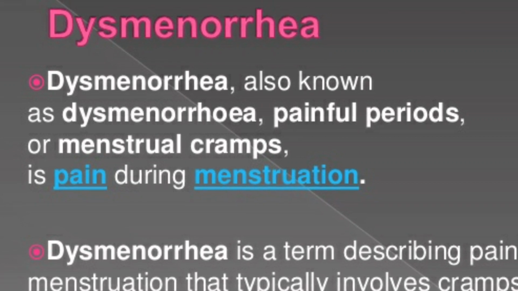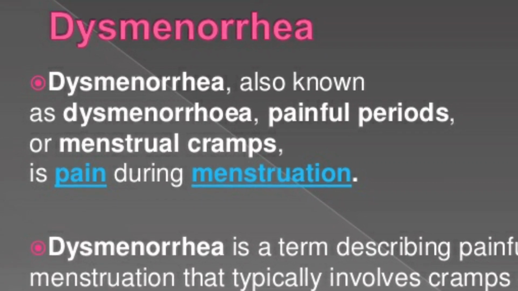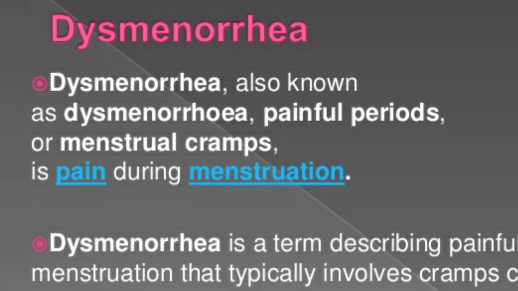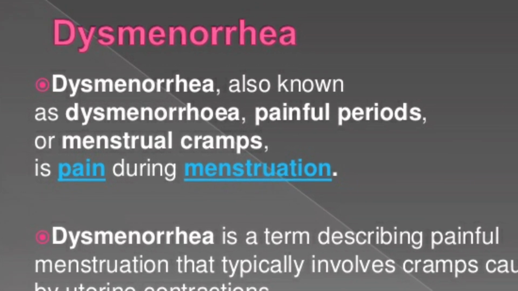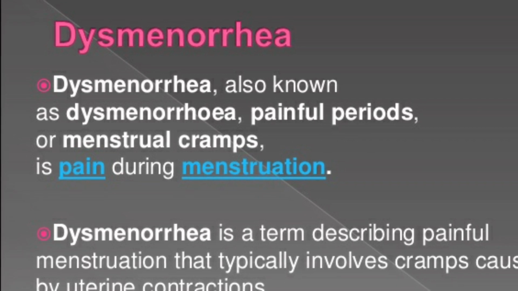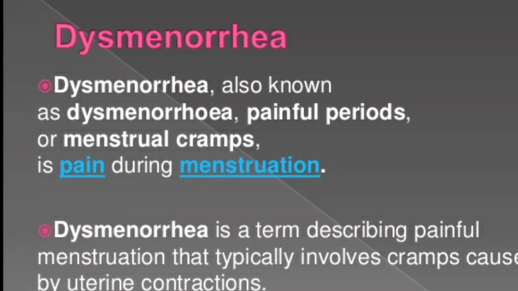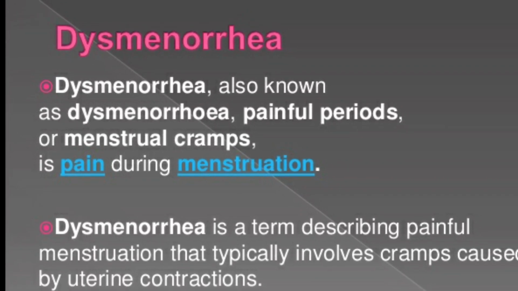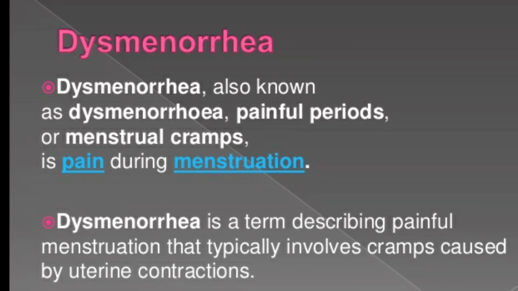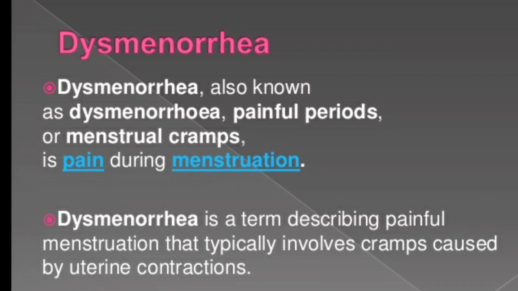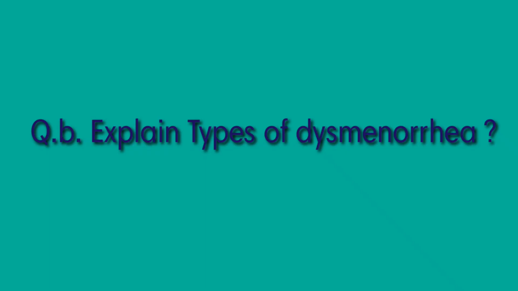The second definition: dysmenorrhea, also known as painful periods or menstrual cramps, is pain during menstruation. Dysmenorrhea is the term used to describe painful menstruation that typically involves cramps caused by uterine contractions. Then the second question is explain types of dysmenorrhea.